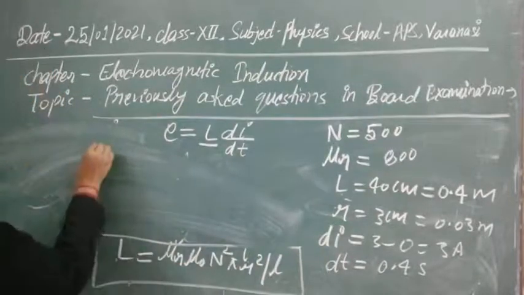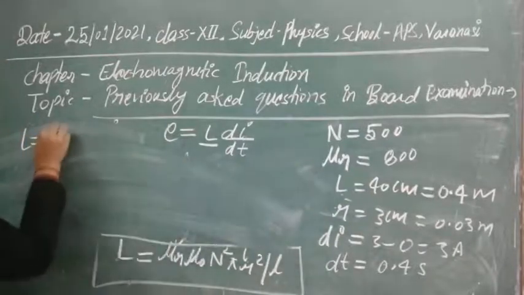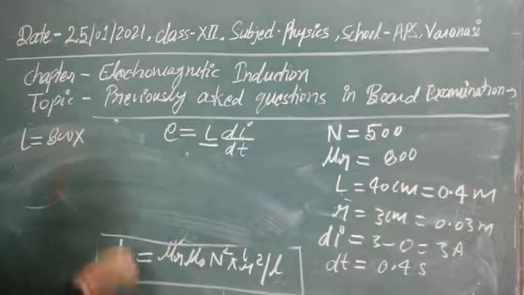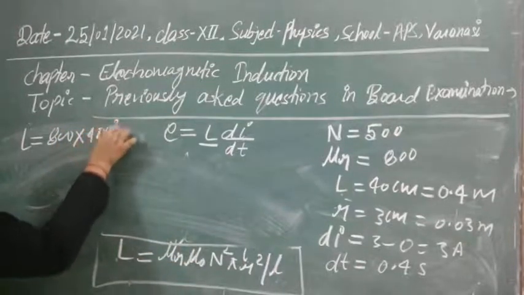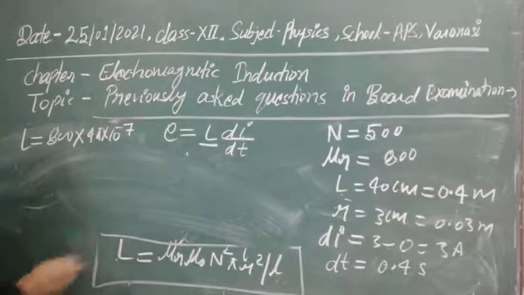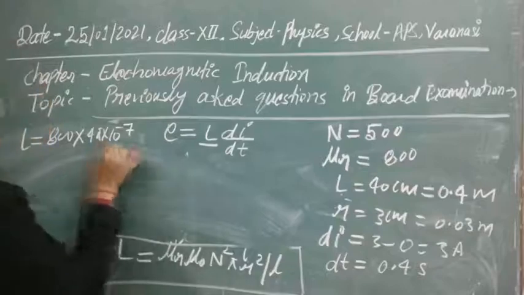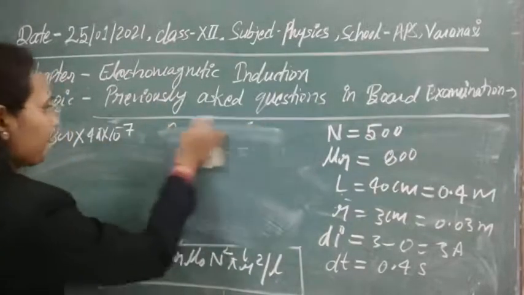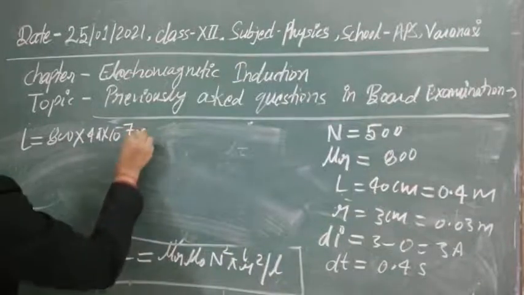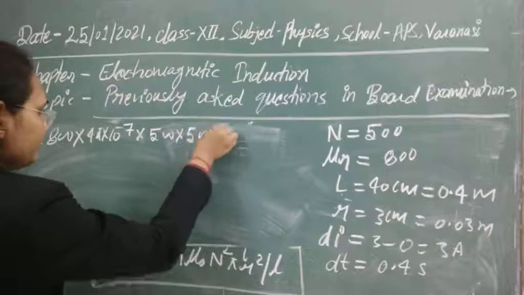So here, the value of mu r is given as 800. The value of mu 0 is known, and the value of n is given as 500. So just erase it first. This is 500 into 500 we have.